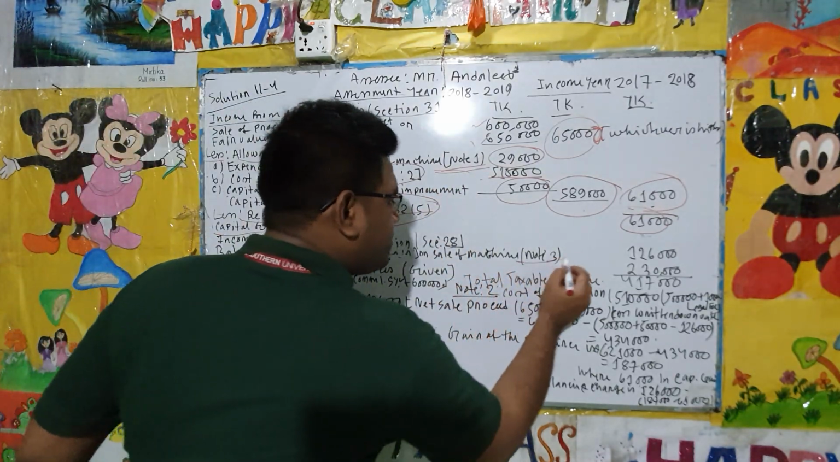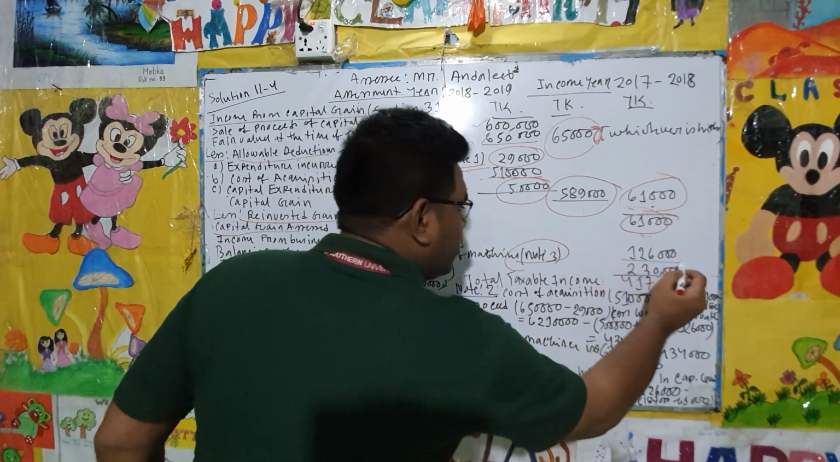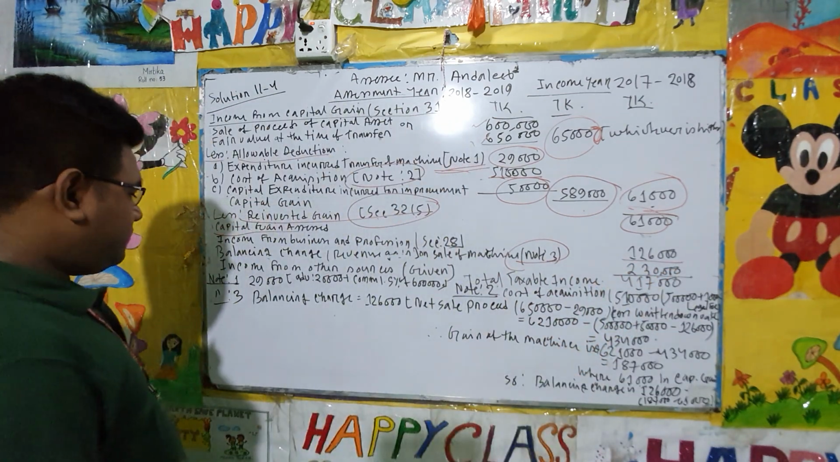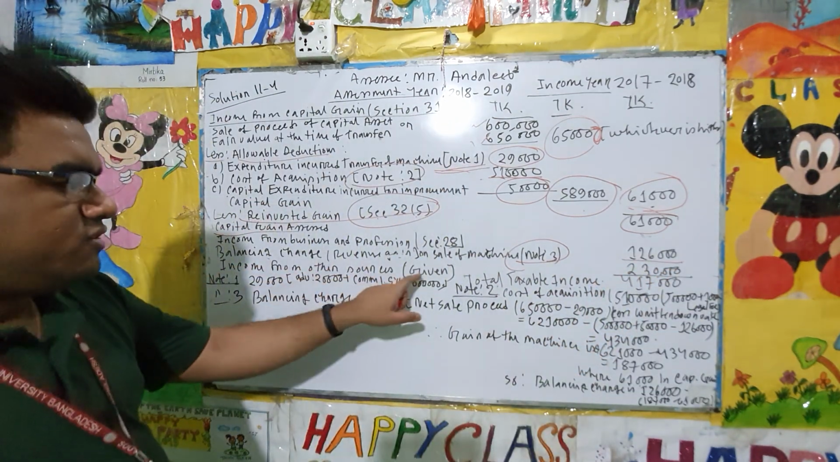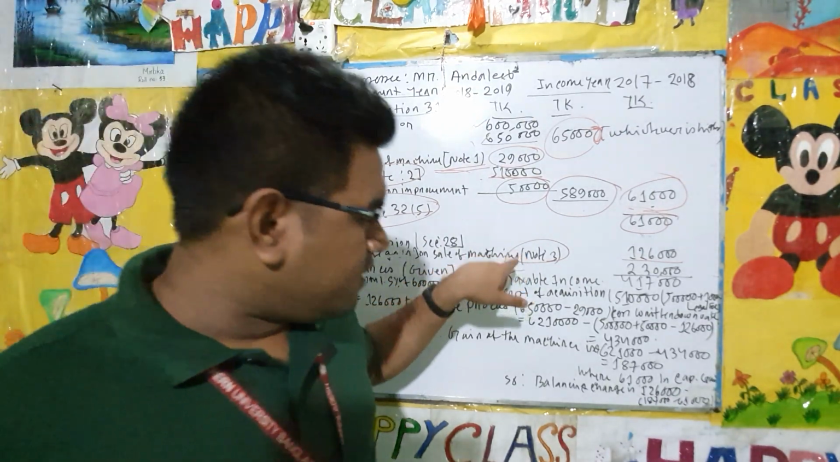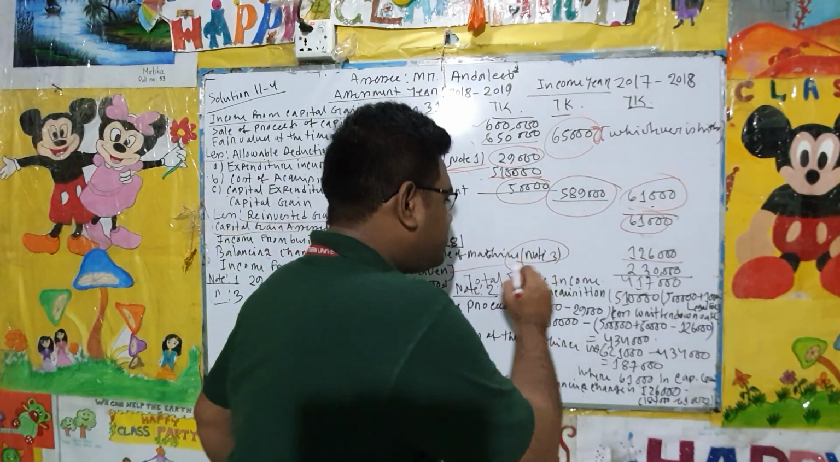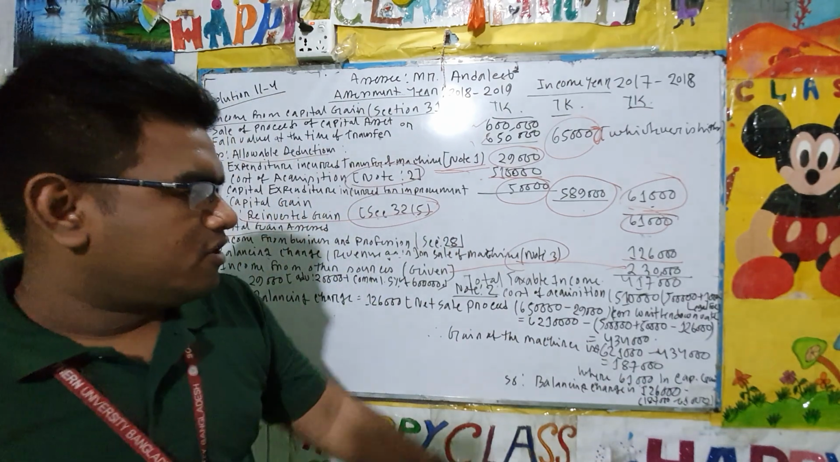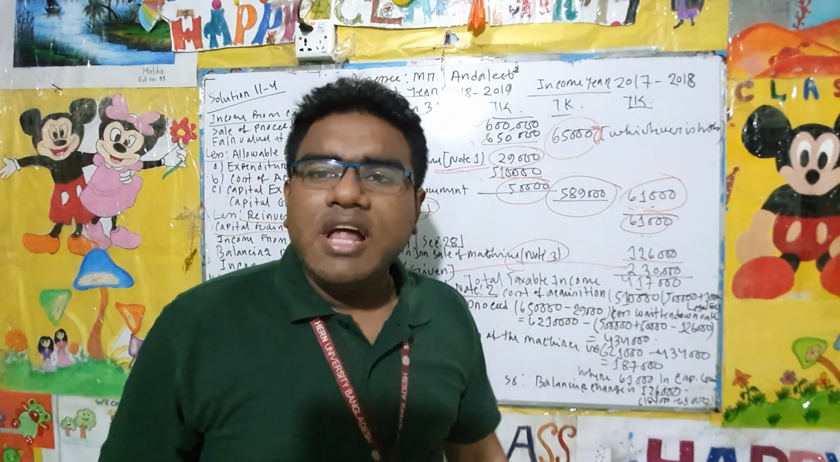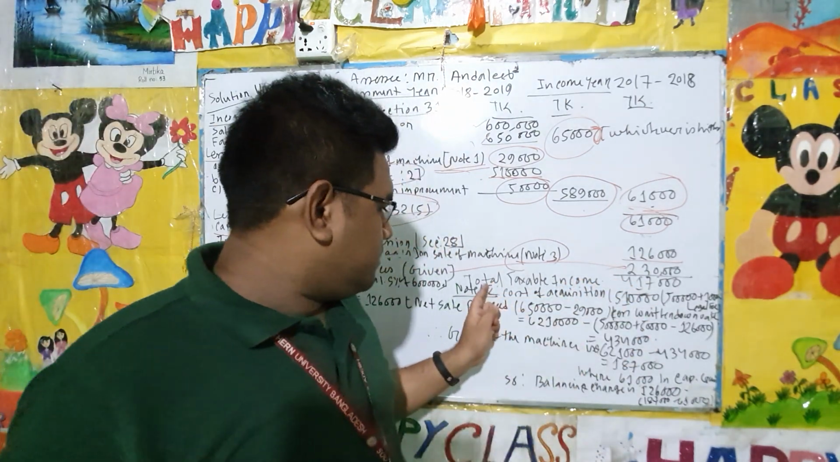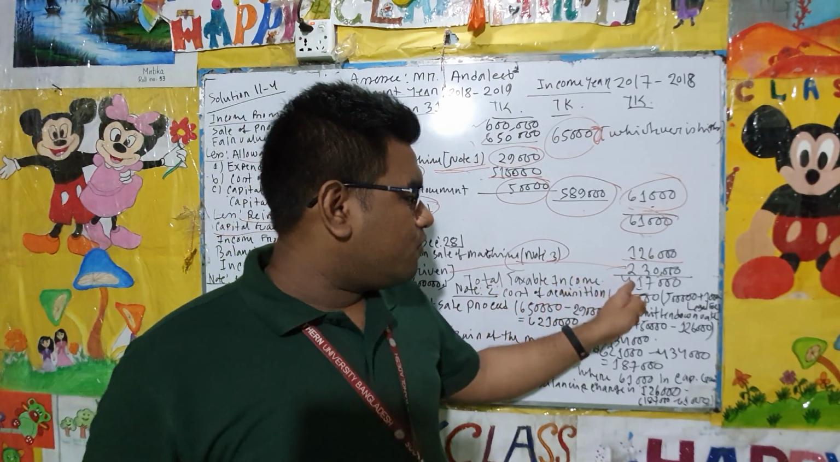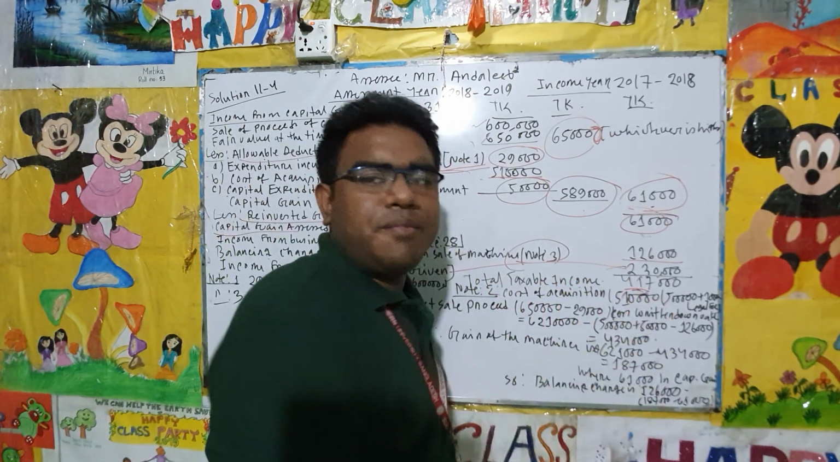So here note number 3, and it is 1,26,000. Income from other sources, which I have taken from the question, is 2,23,000. So in total it is 4,17,000. Total taxable income is 4,17,000, including capital gain.